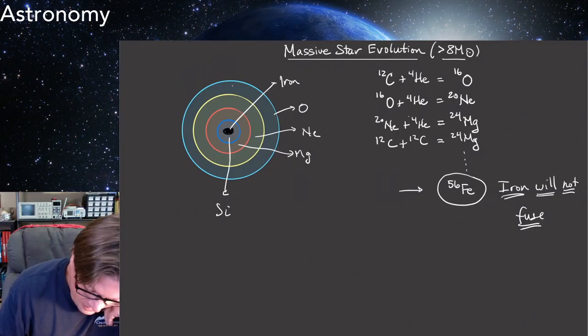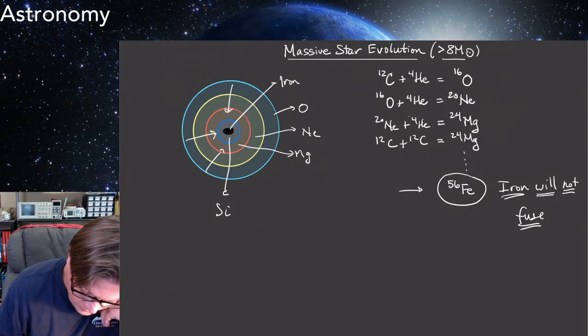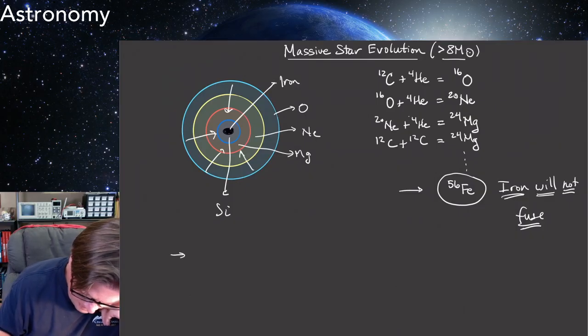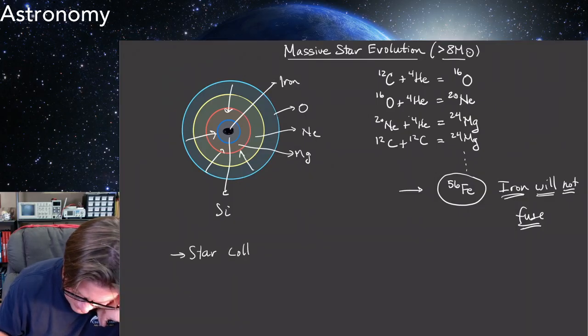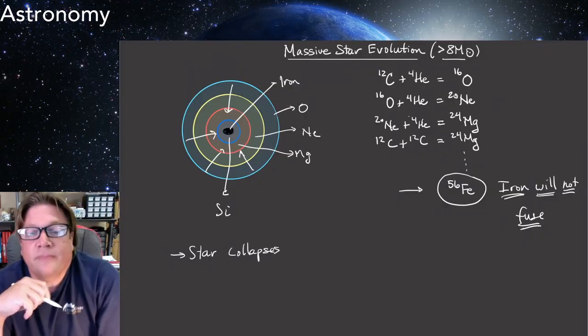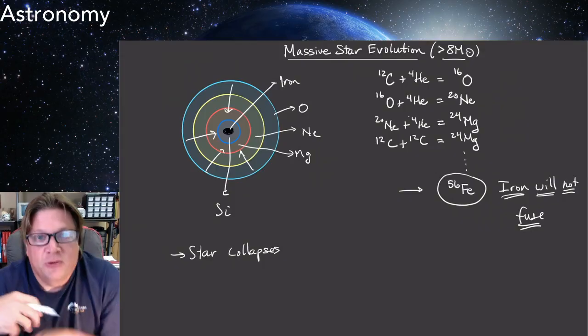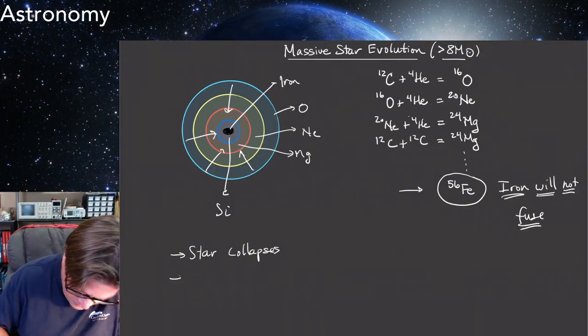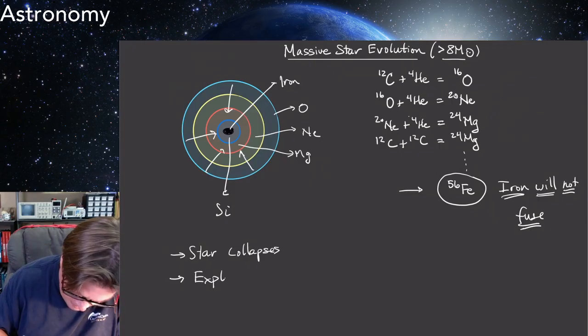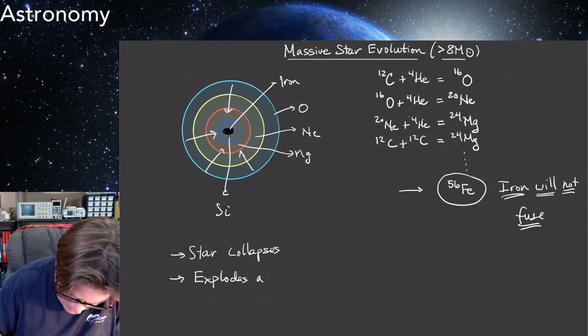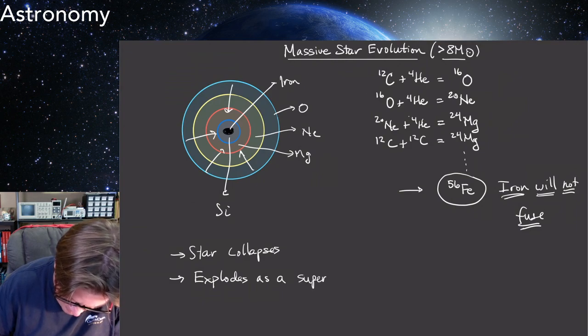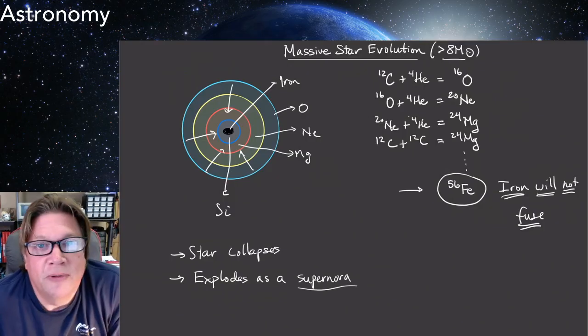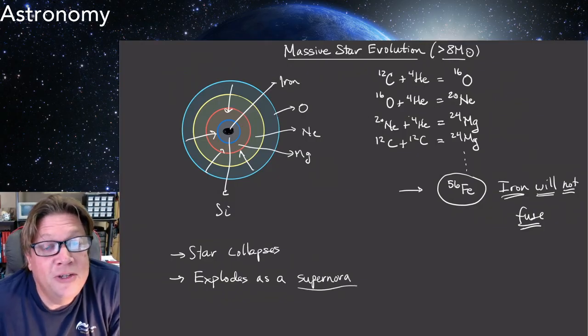And what happens is that the star implodes, the star collapses, and when it collapses, there's sort of a rebound where the star then explodes as a supernova.